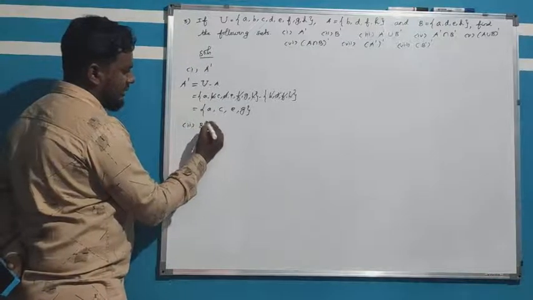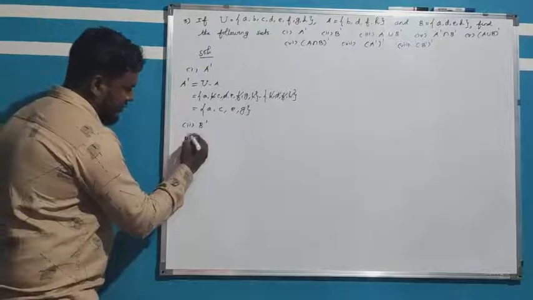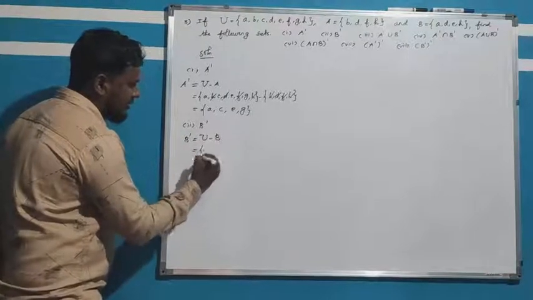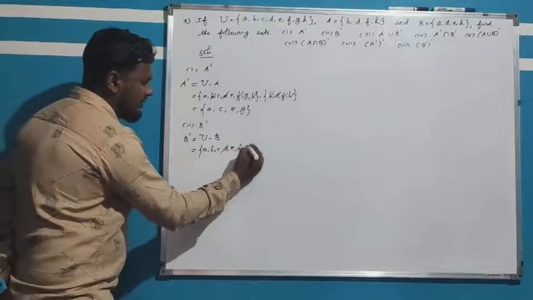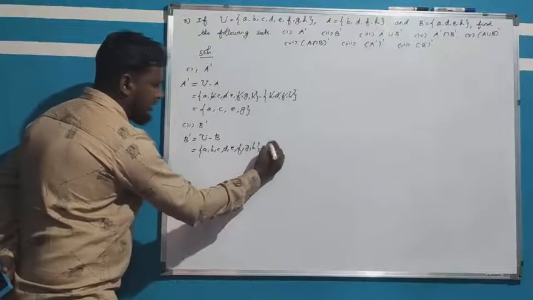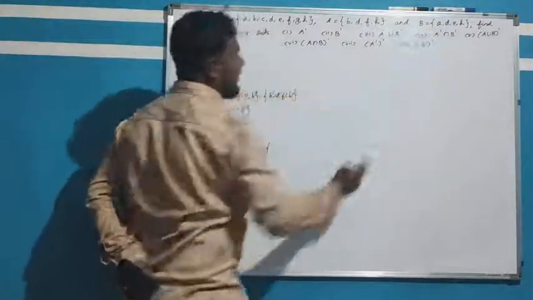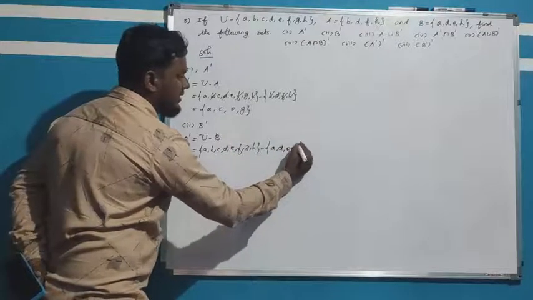So what is the B dash? B dash also means complement. Complement means universal set. So B dash equal to universal set difference B. What is the universal set? A, B, C, D, E, F, G, H. Difference, what is the B set? So B set here is A, D, E, H.